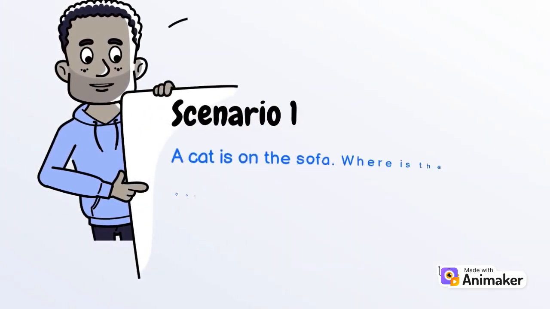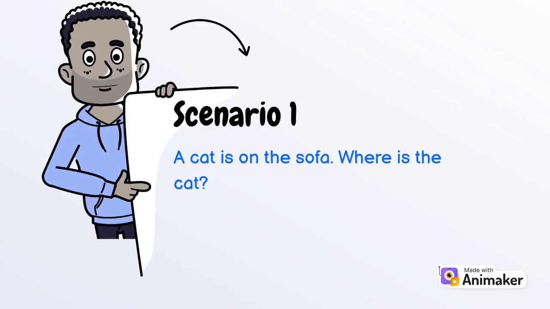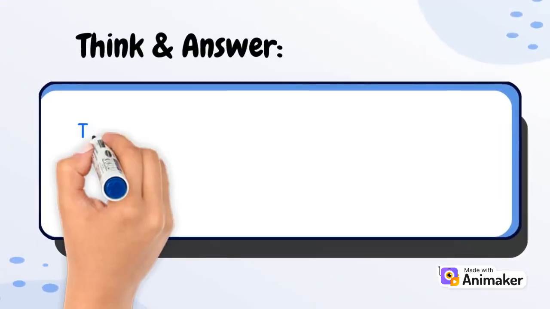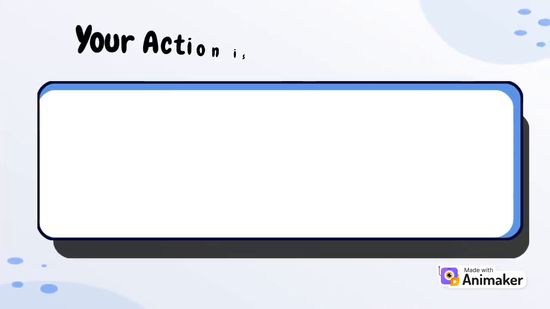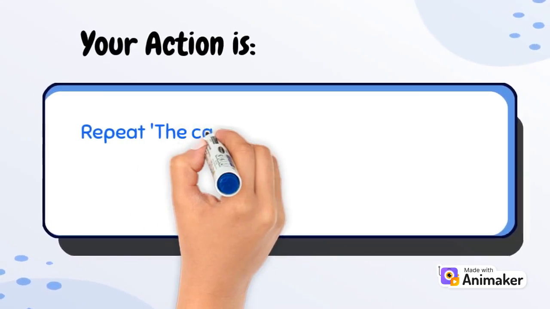A cat is on the sofa. Where's the cat? Think and answer. The cat is on the sofa. Your action is, repeat, the cat is on the sofa.